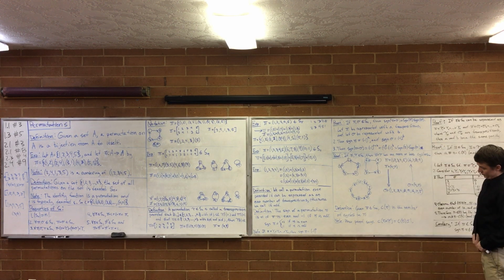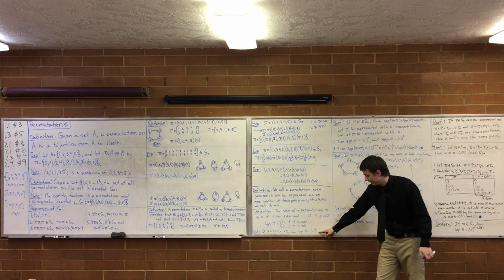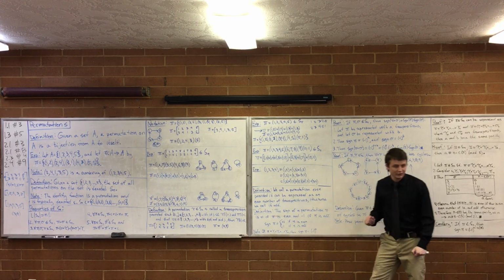Okay. So two different ways to think about the sign of it. We can view it as +1 if it's even, -1 if it's odd, or this is the way I like to think about it. It's just -1 to how many transpositions you have there.